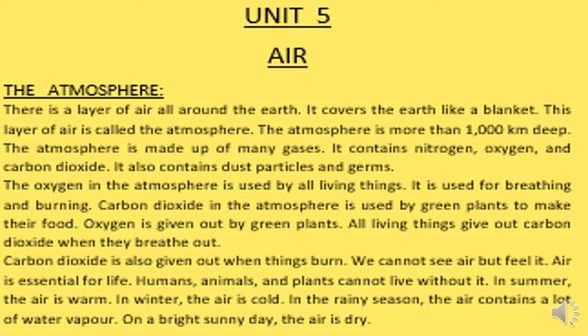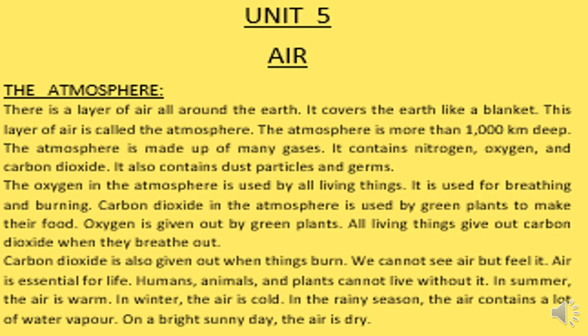There is a layer of air all around the earth. It covers the earth like a blanket. This layer of air is called the atmosphere. The atmosphere is more than 1000 kilometers deep. The atmosphere is made up of many gases. It contains nitrogen, oxygen, and carbon dioxide. It also contains dust particles and germs.